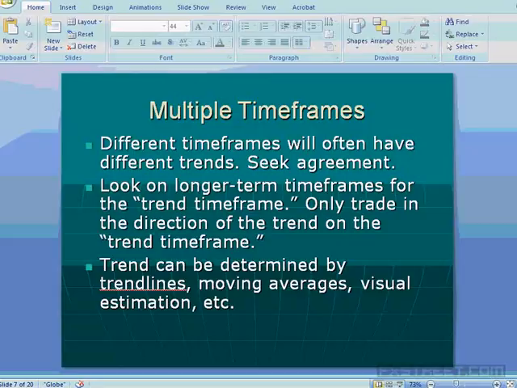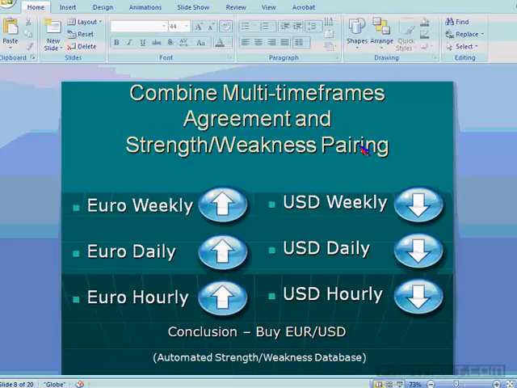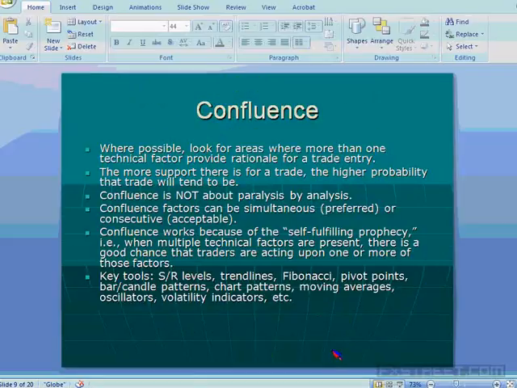So I have this spreadsheet running alongside my charts at all times. Okay. Like I just mentioned, combine multi-time frame agreement and strength weakness pairing. So, for example, euro weekly, euro daily, euro hourly are all up. I'm not saying that. This is just an illustration. Dollar weekly, dollar daily, dollar hourly is all down. Then what's the conclusion? You buy euro dollar. Okay. It's very simple.